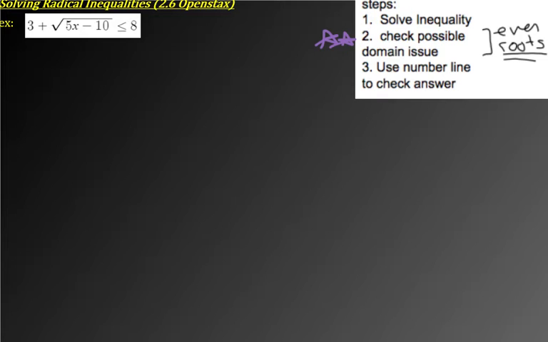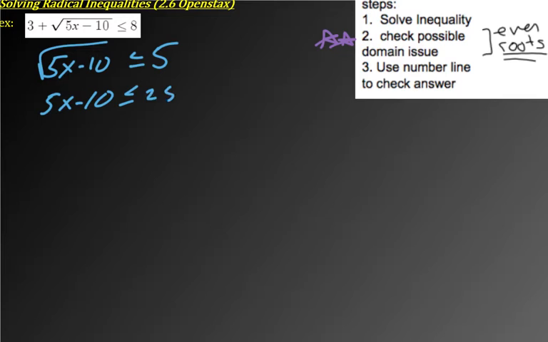So for this one, just subtract 3, and then you get 5, and then square it, 25. Then you can add 10 over and divide by 5. It looks like anything less than or equal to 7 would work for this problem, but you would be wrong because you've only thought about the first part. You've got to think about this part right here.